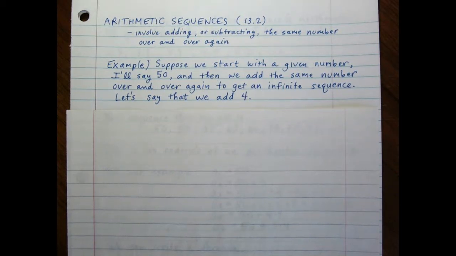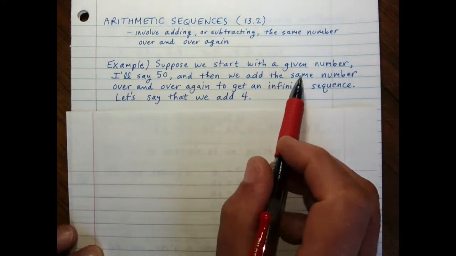So now we're going to start looking at some special types of sequences, and one of the special types is called an arithmetic sequence, and this is the point of section 13.2. Arithmetic sequences involve adding or subtracting the same number over and over again. And let's look at an example here.